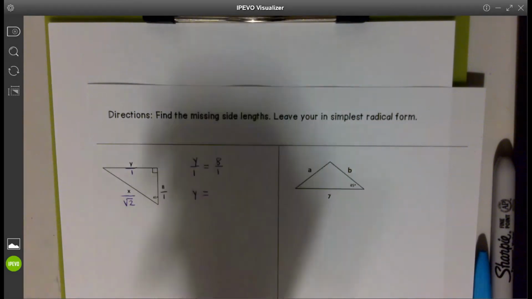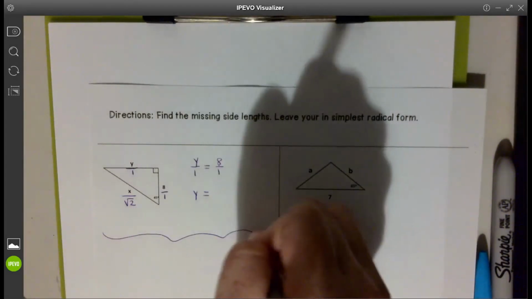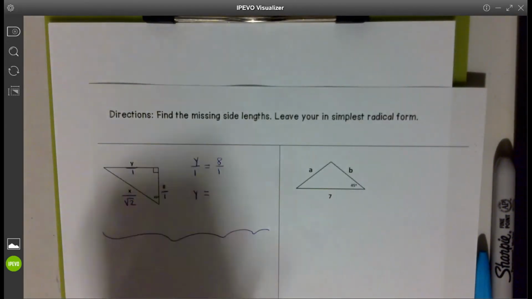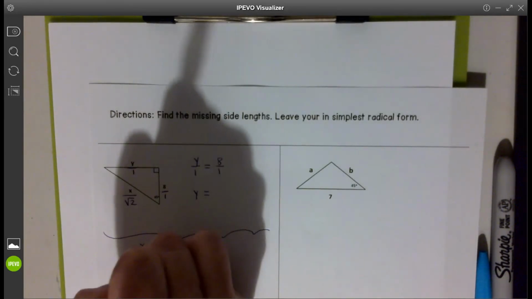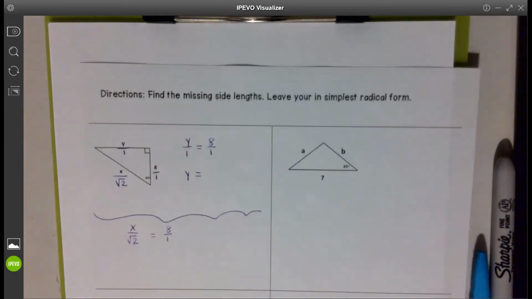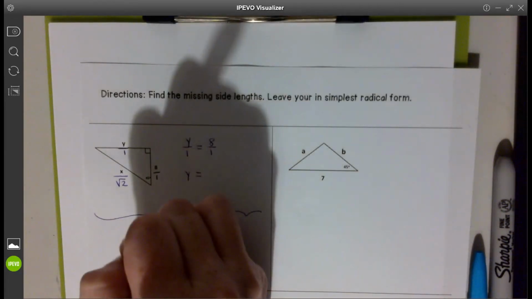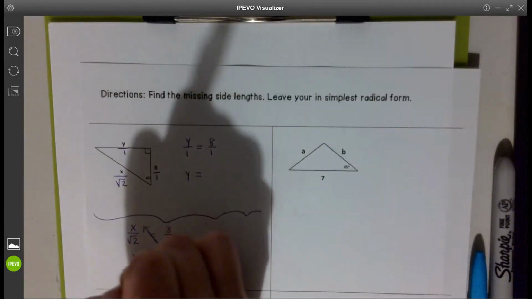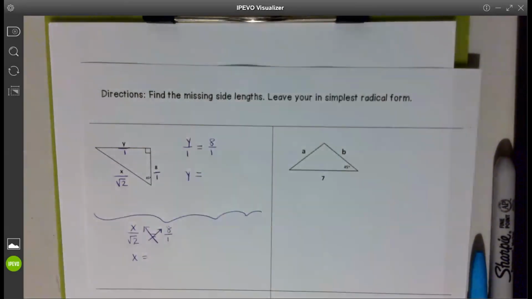All right, and my next setup to solve for x, I have x over root 2 equals 8 over 1. Again, we cross multiply in this direction, and we're going to get x equals, and I'm going to let you finish that off.